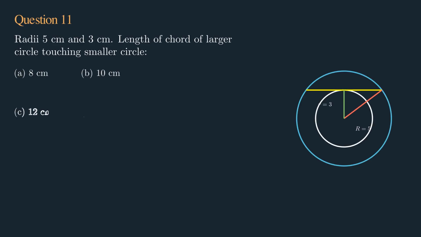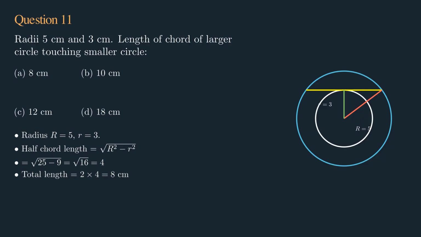Here are the options. The radius of the larger circle is the hypotenuse of a right triangle formed with the radius of a smaller circle and half the chord. Using Pythagoras theorem, half the chord length is the square root of 5 squared minus 3 squared, which is 4. The total length is 8 centimeters. The correct option is A, 8 centimeters.